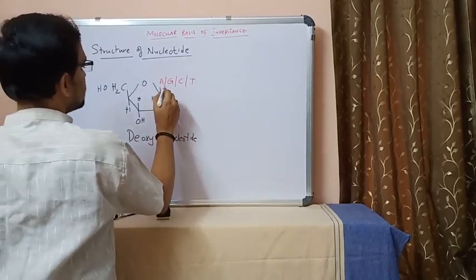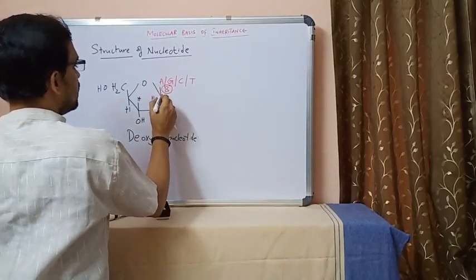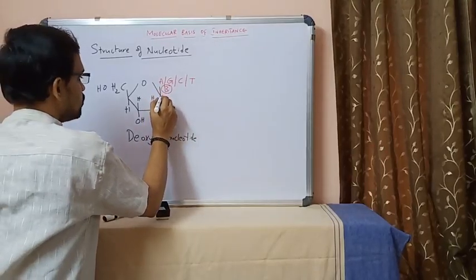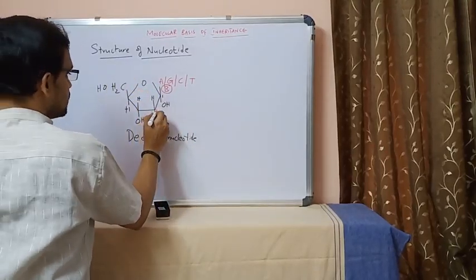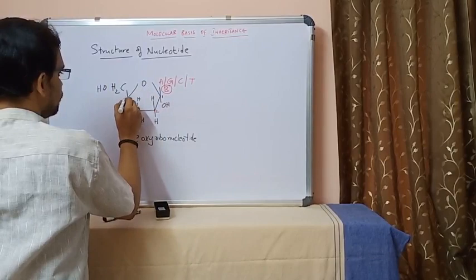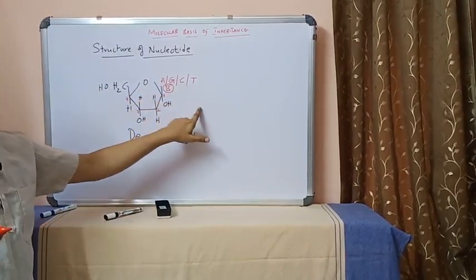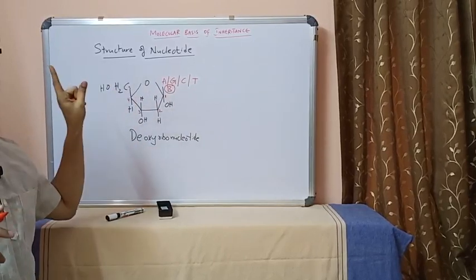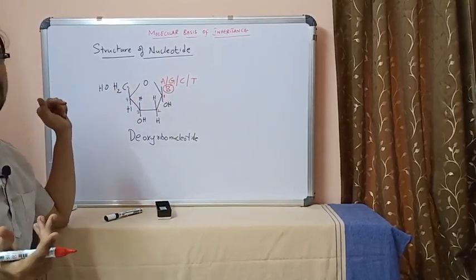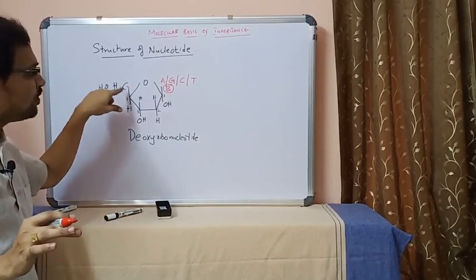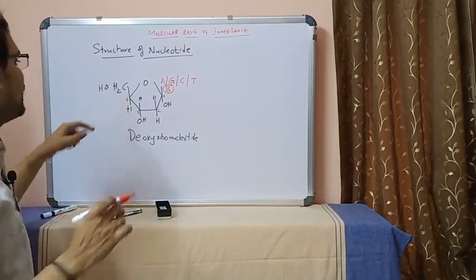The base is always linked at the first position of the sugar. This is the first position, second, third, fourth, and this is the 5th position. Now sugar and base together are called nucleoside. What is nucleotide? If phosphate is added to the 5th carbon, then it is called nucleotide.